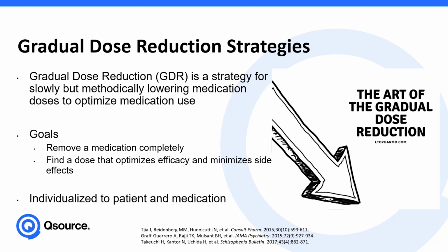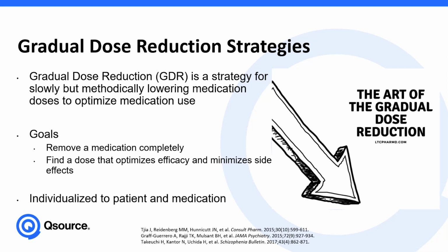So let's think about this idea of gradual dose reduction as a strategy to get more information about how this medication is impacting the patient. The gradual dose reduction strategy is a strategy for slowly but methodically lowering medication so that you can optimize medication use. The definition of optimized medication use in some cases is getting the medication off of the patient altogether. Sometimes it's this patient can't be without this medication. And sometimes it's this patient needs this medication, but they can take a far lower dose.